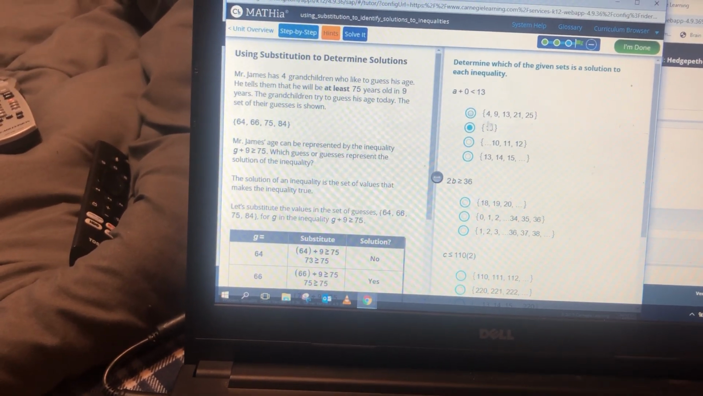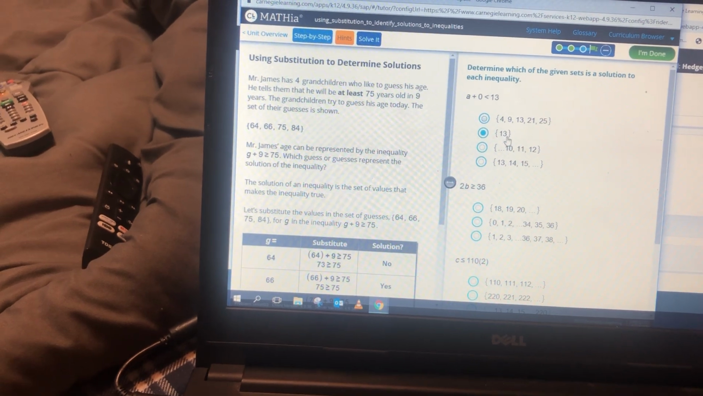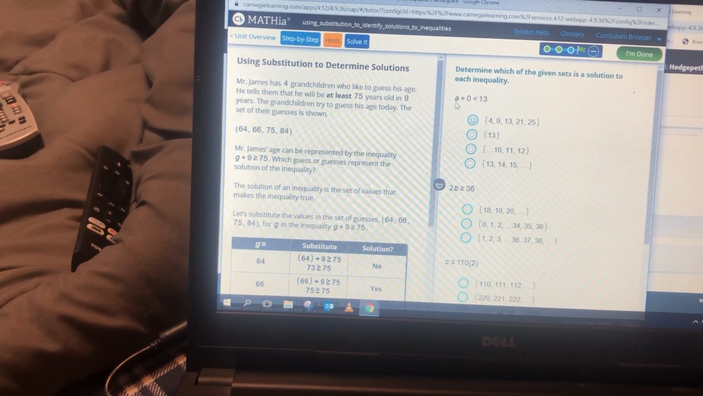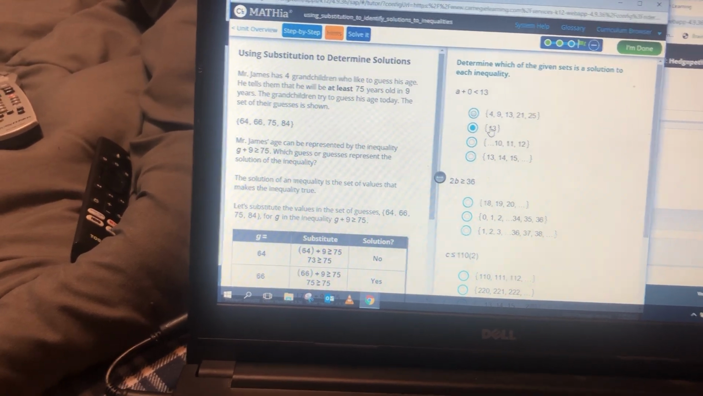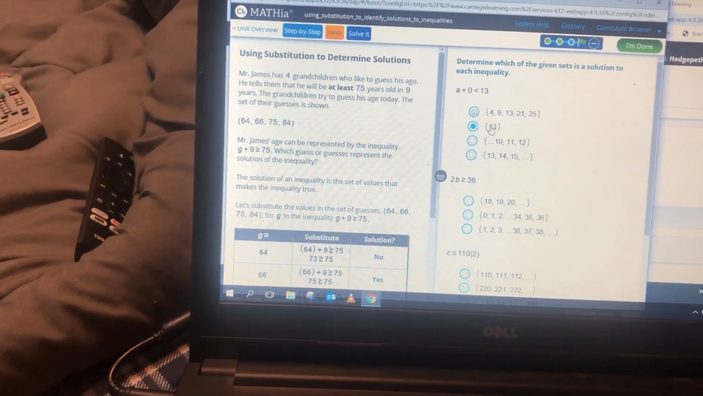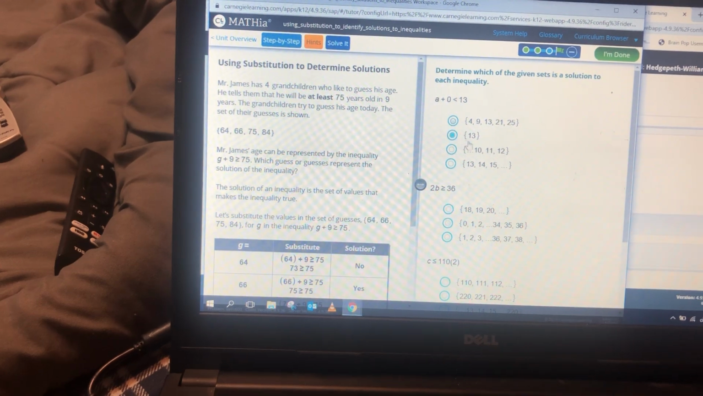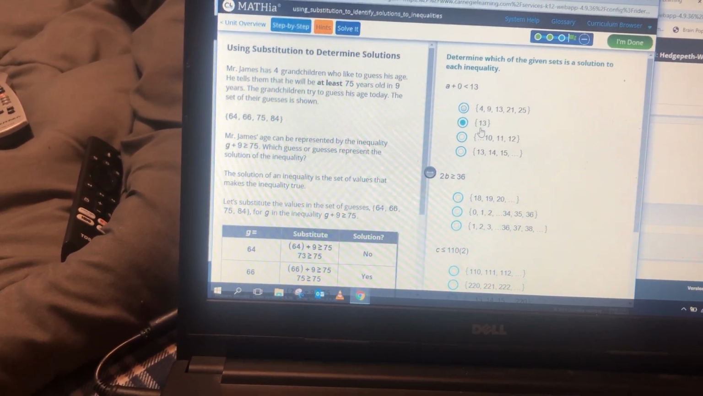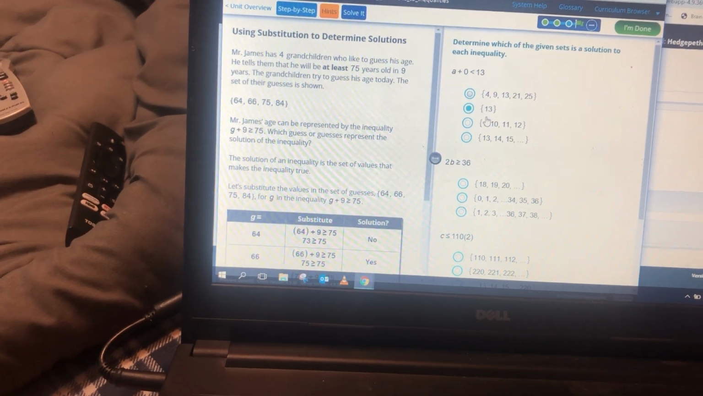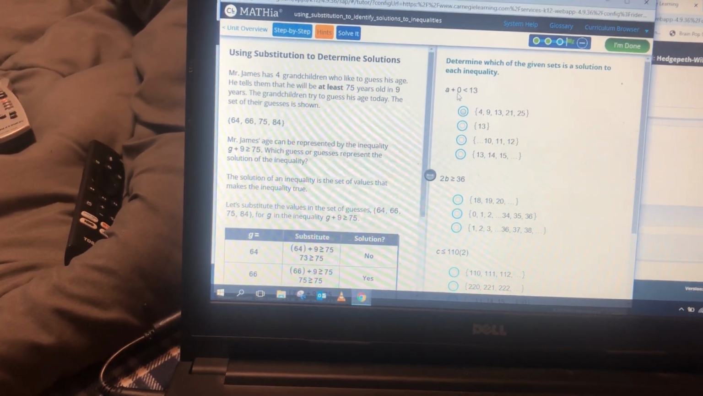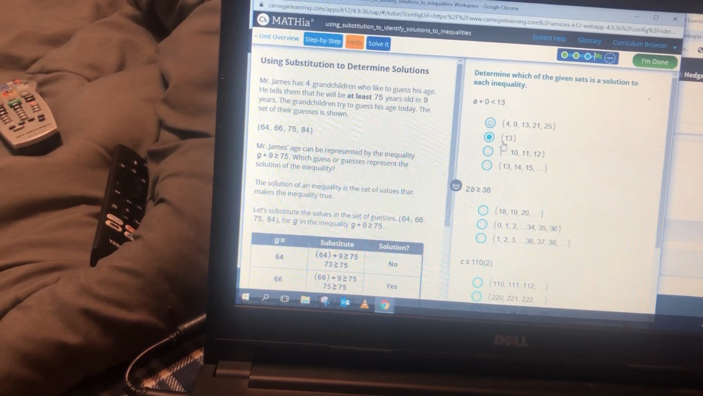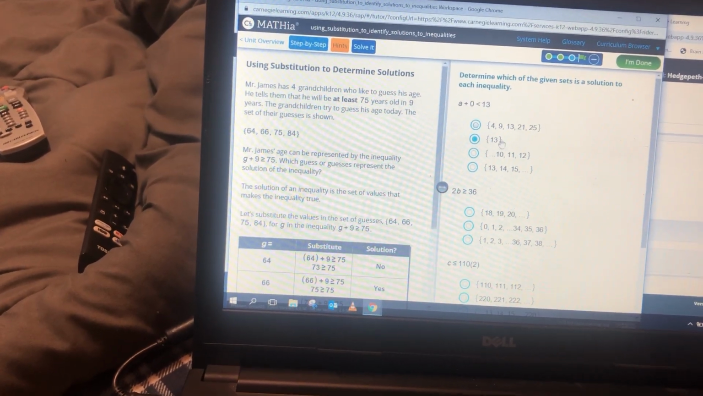How about this one? Here I'm at the second choice, which is just 13. A could be 13. So I'm going to substitute A for 13. 13 plus 0. Is 13 plus 0 less than 13? 13 plus 0 is 13. Is 13 less than 13? No. So that can't be a good choice.